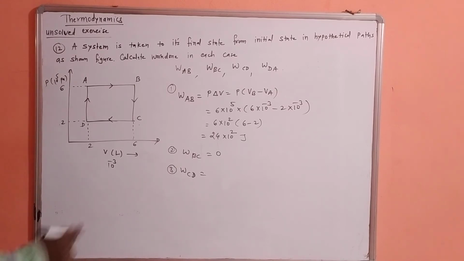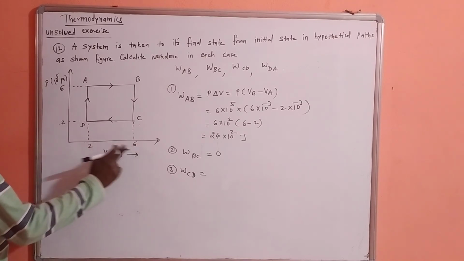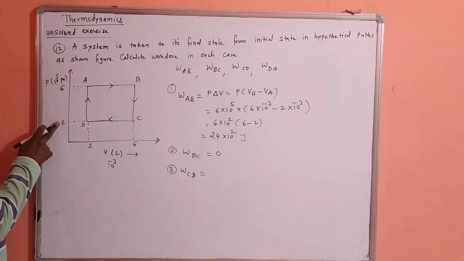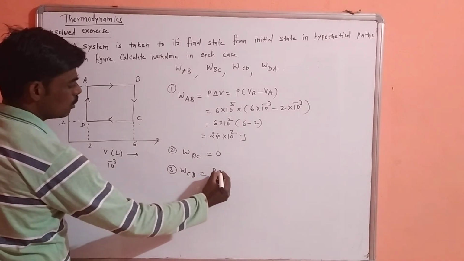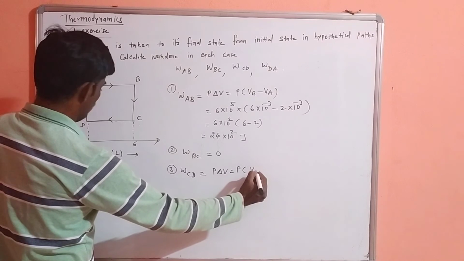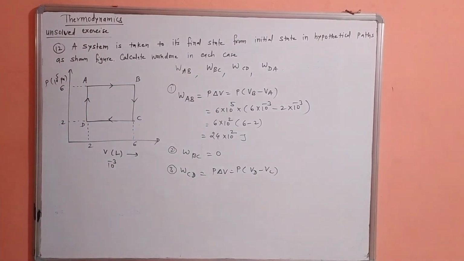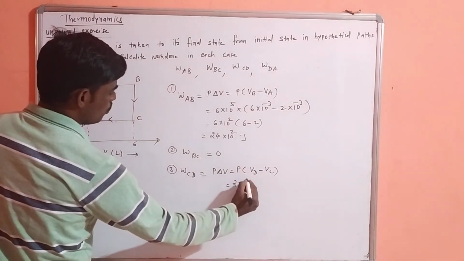See here CD, there are 2 different volumes maintained at constant pressure. Pressure is 2 into 10 raised to power 5. Again we can use the same formula P into del V, that is P into (VD minus VC). Final minus initial: we have to take final minus initial, VD minus VC. So the pressure is 2 into 10 raised to power 5.